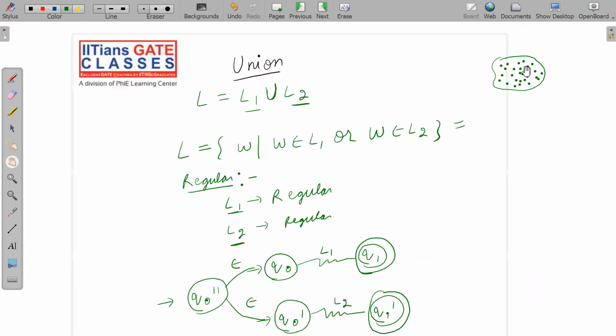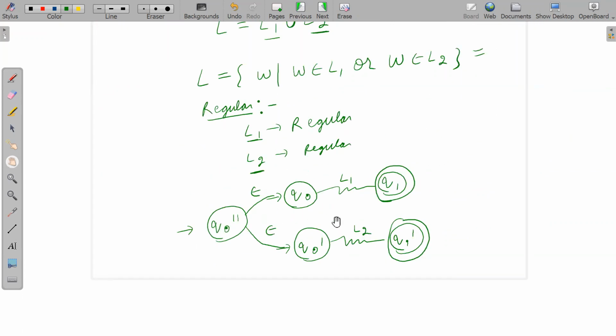You may think that it is impossible, but it is possible because I am applying a small trick: a language is regular if we are able to design an FA for it. Now I have designed an FA for L1 union L2. That means L1 union L2 will be regular. I hope I have made the point clear to all of you.